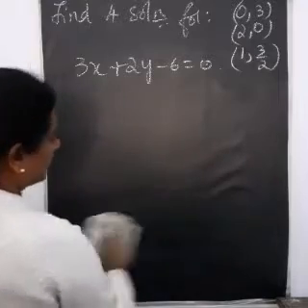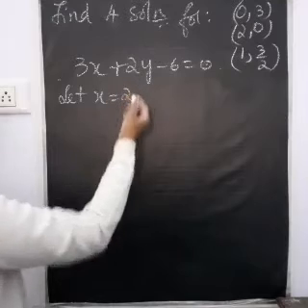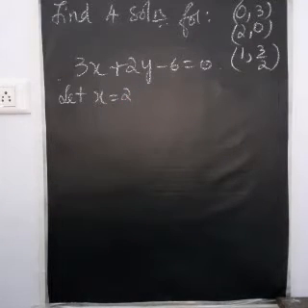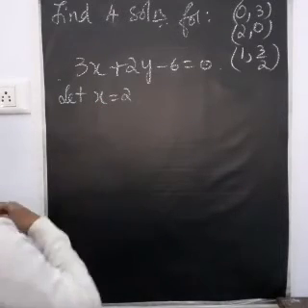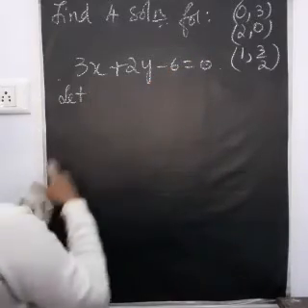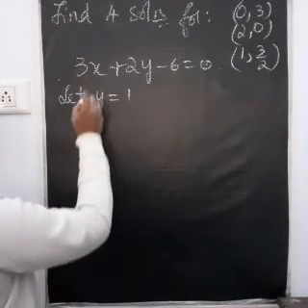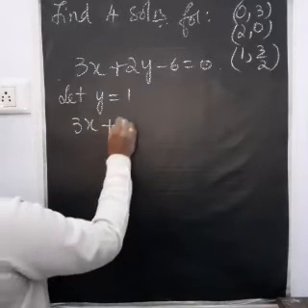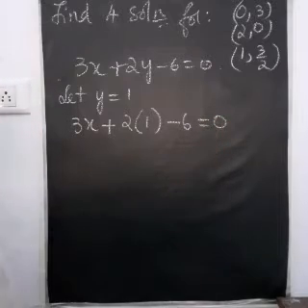Now let us see what we can do. You can say x is equal to 2, but x is equal to 2 will give me the same answer, right? You can even say y is equal to 1. You can take any value: minus 1, minus 2, and then get the corresponding value. So we'll take y is equal to 1. Now if I take y is equal to 1, what will I get? I will get 3x plus 2 into 1 minus 6 equal to 0.